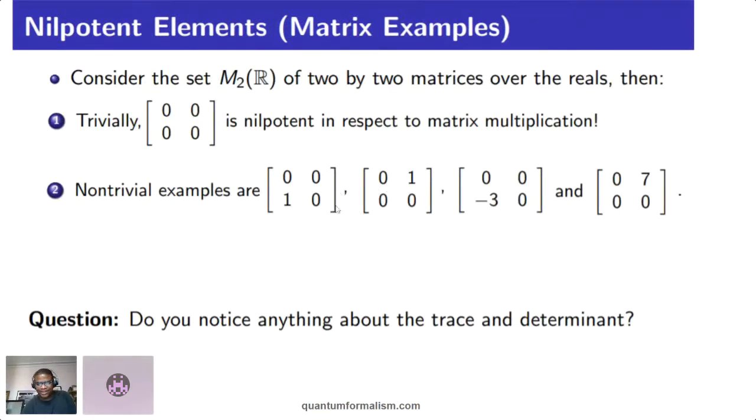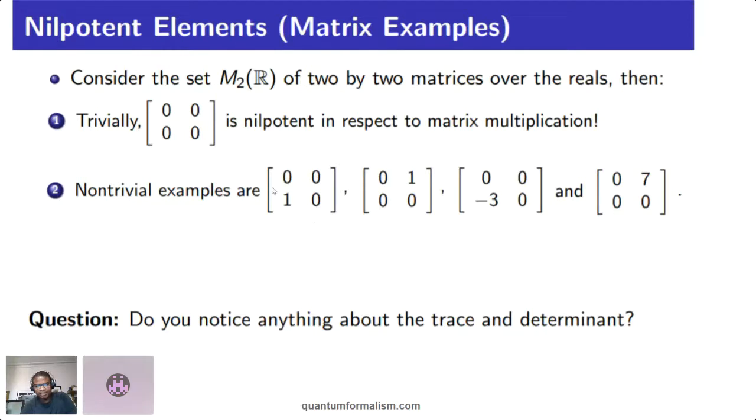Correct me if this is wrong. I tried to compute it in my head and just came up with these examples. So in the matrix example, obviously the 0 matrix is nilpotent, right? If you multiply it, you get itself. The non-trivial examples I claim are these, but you can verify this by multiplying each of them by themselves. And if the result is 0, then it's nilpotent.